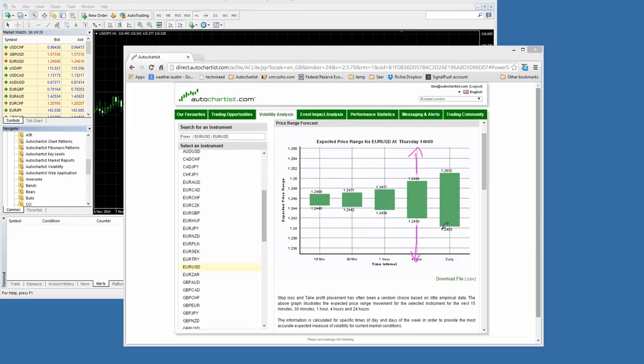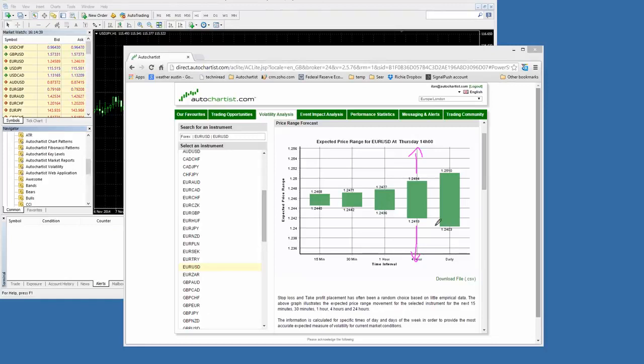Which is, you know, depending on the direction that you're going in. So these graphs here again are non-directional. That means we're giving you an expected price range movement, not a direction. That's very, very important to remember.